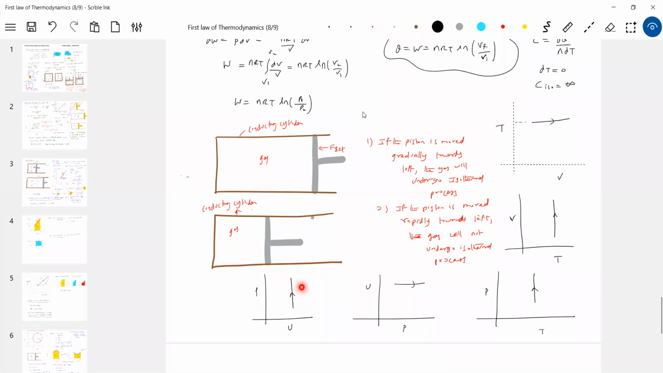So like that, don't just believe the PV graph. I may bring all these things. The moment you see vertical or horizontal lines, you should be able to identify whether it is isothermal or any other process.